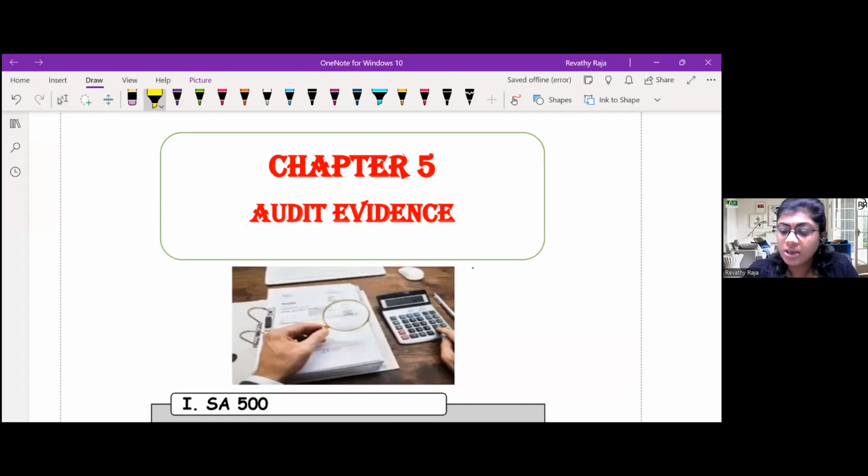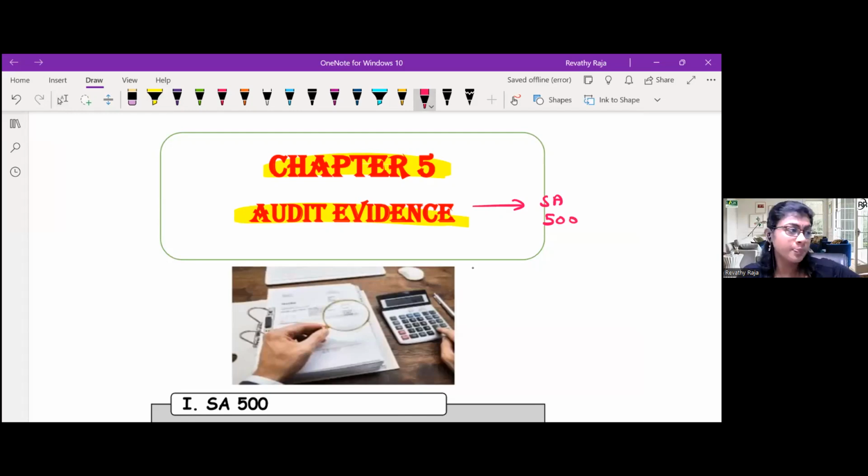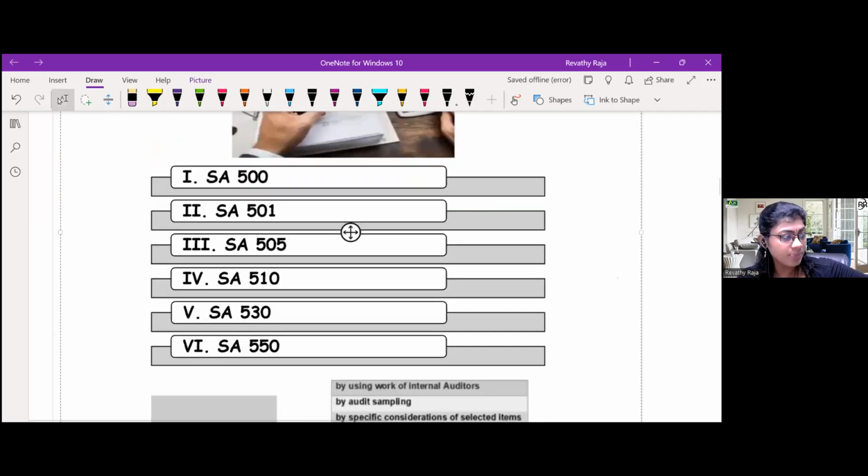Starting with chapter number 5. Chapter number 5 is one of the chapters which is fully with respect to intermediate topics, which is audit evidence. When you hear audit evidence, which series? SA 500 series. Through the 500 series, you are going to obtain audit evidence, right? By performing audit procedures. Now, which standards are covered in this chapter?